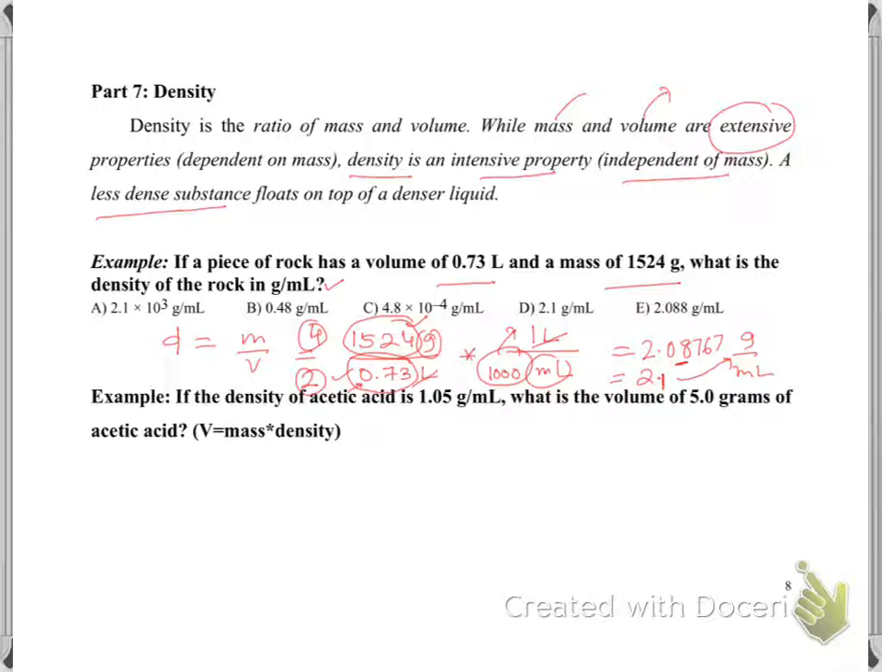Another example. If the density of acetic acid is 1.05 grams per ml, what is the volume of 5 grams of acetic acid? I need the volume. Volume is in milliliters. So I want to find out the volume of 5 grams of acetic acid. I'm going to write this down first, 5 grams of acetic acid, draw a line, put 1. And then I have to put grams down here so that I can cross them out, and milliliters on the top. And what does that mean?